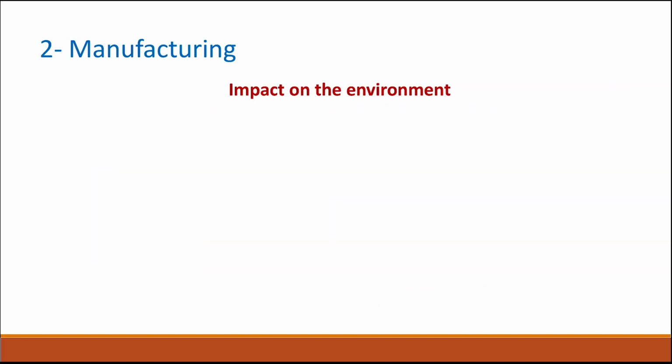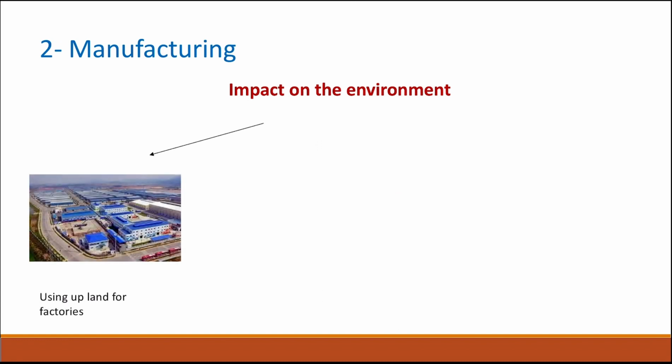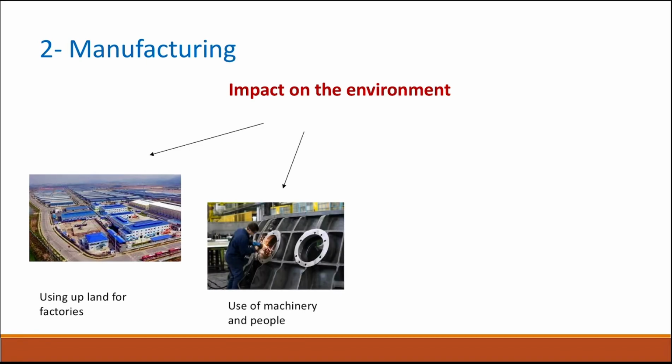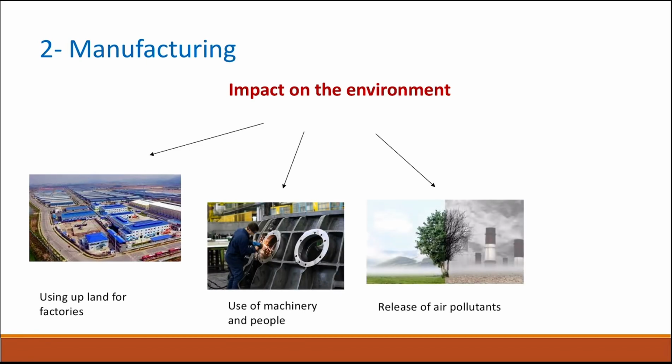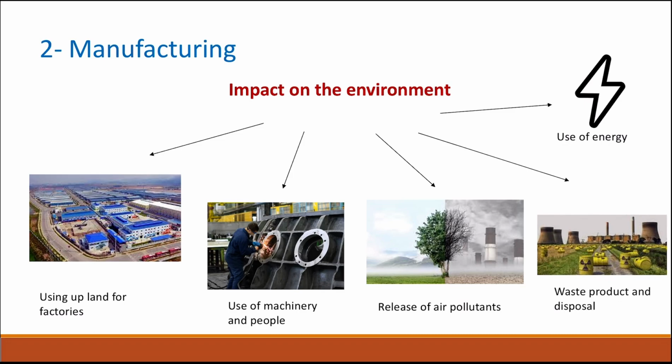The second stage is the manufacturing, and the manufacturing has several impacts on the environment. First of all, the using up of land for factories, and then the use of machinery and people, and the release of air pollutants, and the use of energy, and finally the waste product and the disposal of the waste product.